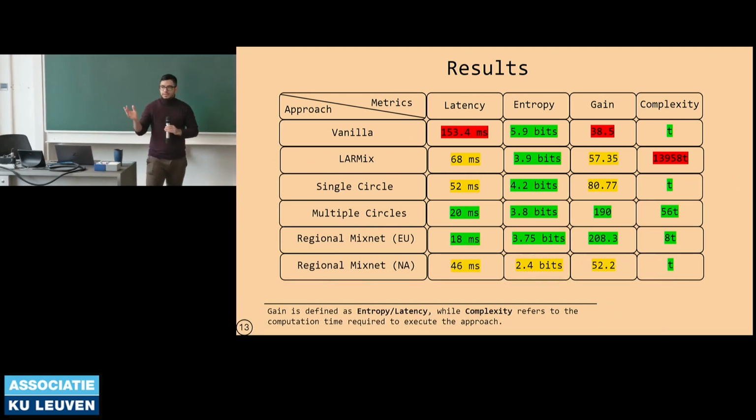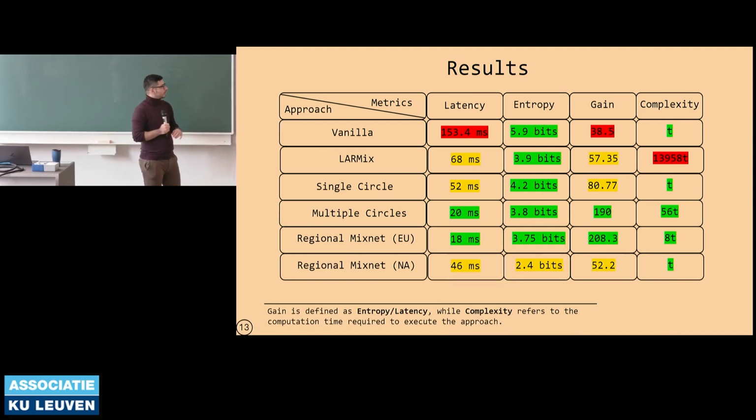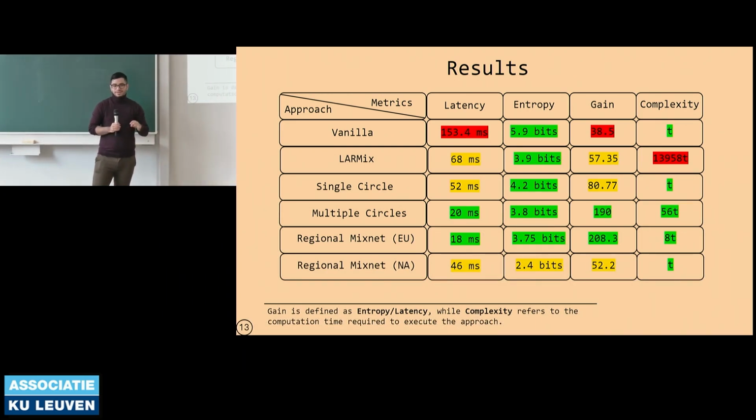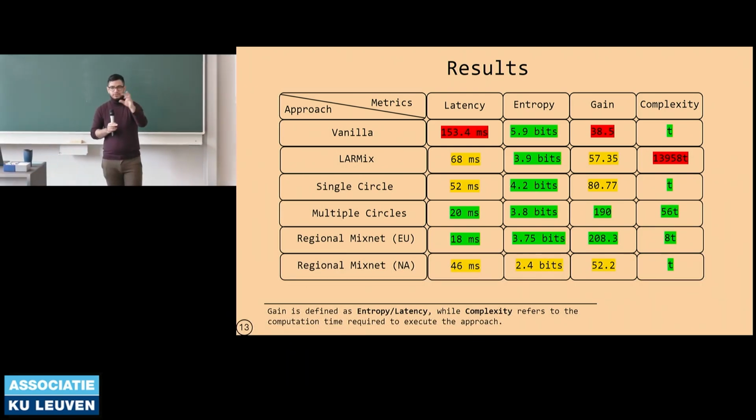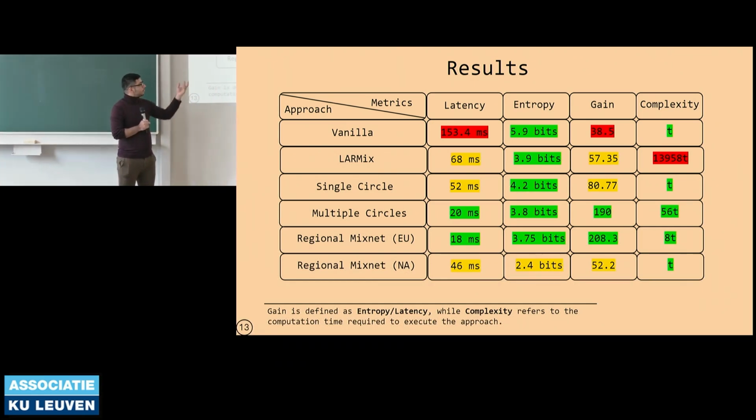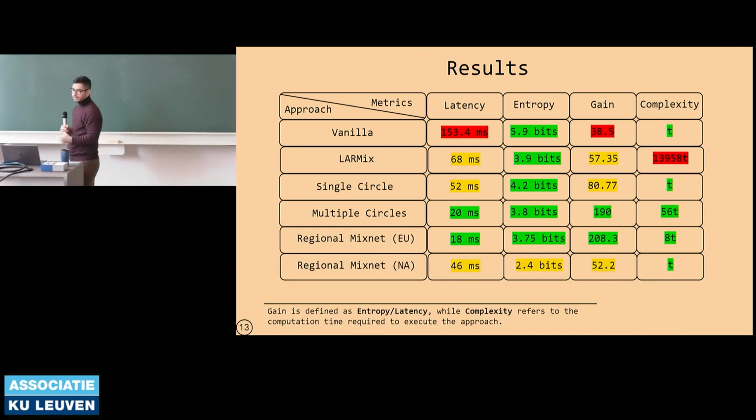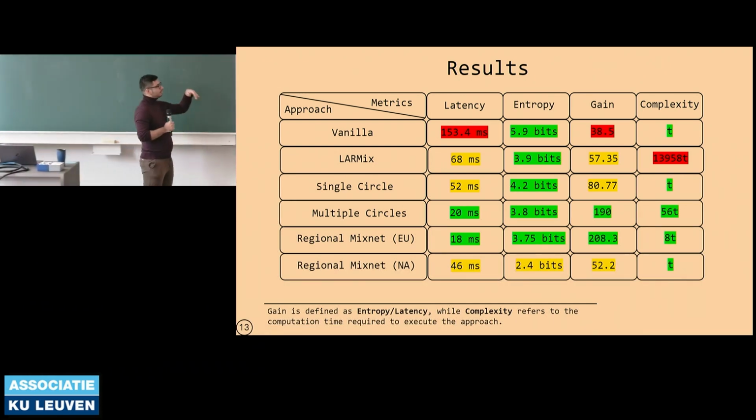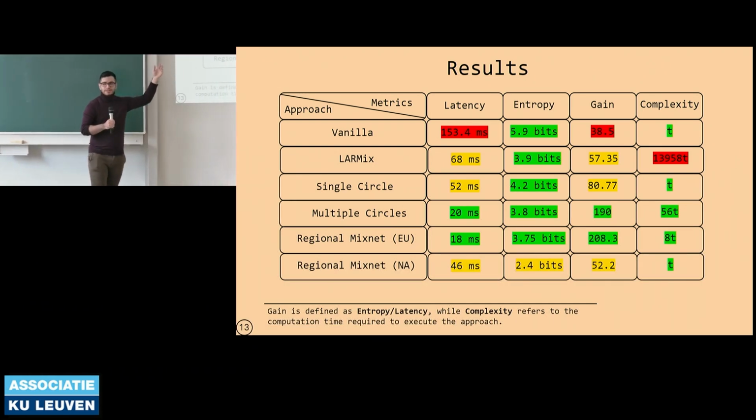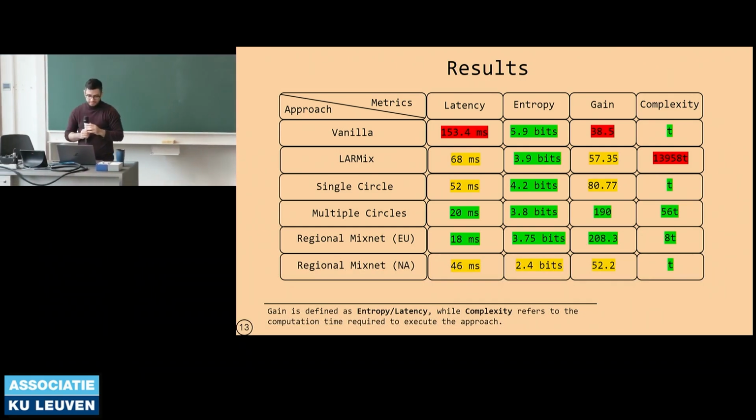Eventually, we also wanted to look at the regional mixnet scenario, where we partition the world. Specifically considering our datasets, we partitioned the world into two regions, Europe and North America. And we realized that the regional mixnet can be really effective for the EU. It can reduce the latency to 80 milliseconds, a 70% reduction, while providing anonymity on par with what we have seen in multiple circuits and LARMix. And the gain is as high as possible and the complexity is tolerable.